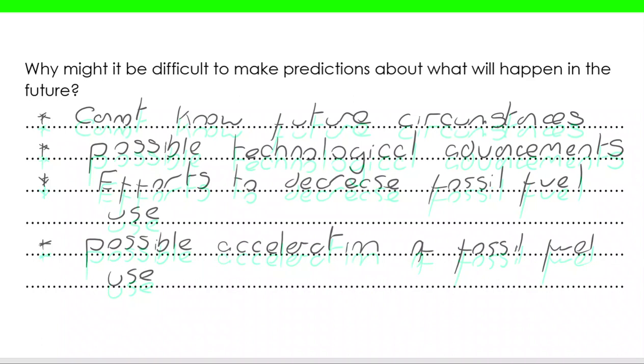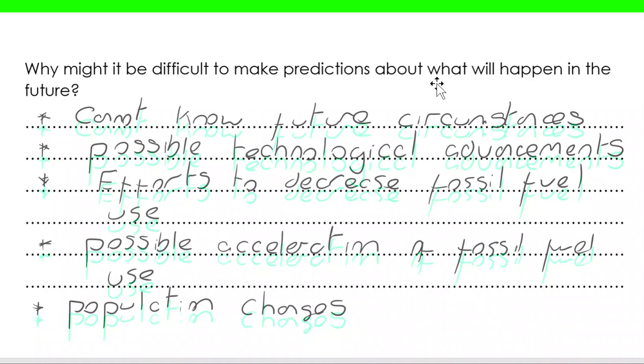And the final point to look at here is populations might change. Population might decrease significantly, which would have a major impact, but population could continue to increase significantly. All of these things could happen. We don't know which will happen. So for that reason, it is very difficult to actually predict what's going to happen in the future with any level of certainty. That takes us to the end of this video.